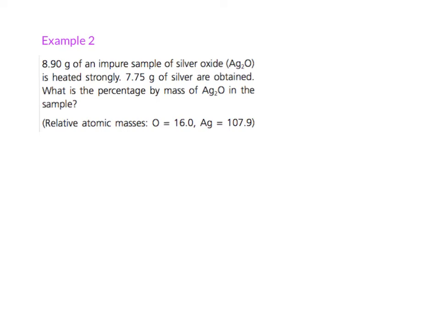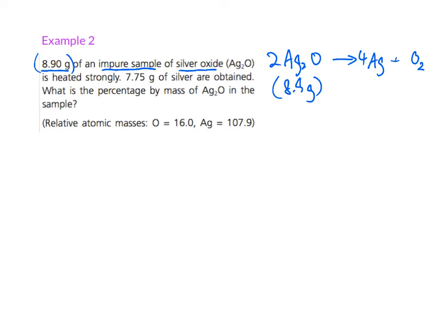Second one. Now we have 8.9 gram of impure sample. So this one is a fake one. Don't use this one to do mass over molar mass. We have silver oxide and then heat strongly. So we have silver oxide, and 8.9 gram is the fake one, so I put brackets for that. And then they heat it, so they will form silver and oxygen here. To balance the equation, you get something like this.